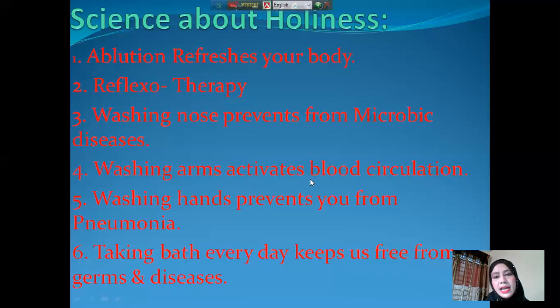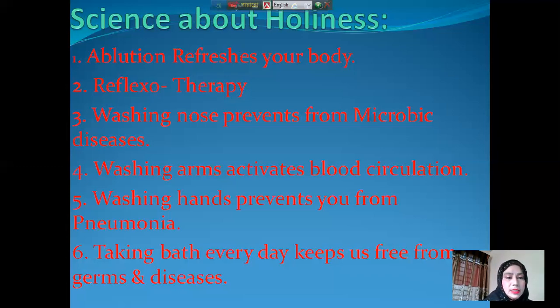Here, students, washing arms activates blood circulation. You see, when we wash our hands 3 times during ablution, it improves our blood circulation. It is said by science, scientists and also the doctors. Then washing hands prevents you from what? Pneumonia. We know that nowadays doctors are telling us to wash your hands nicely and nicely, because by our hands we touch many things, and we come into contact with many germs. If we wash our hands properly, then we can prevent pneumonia.